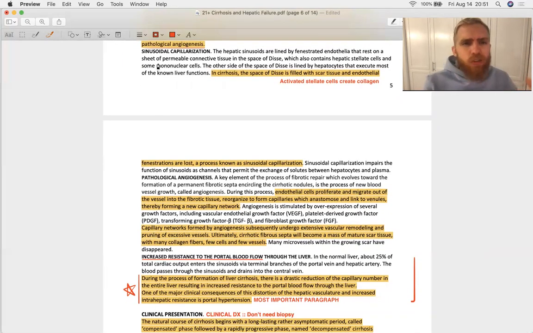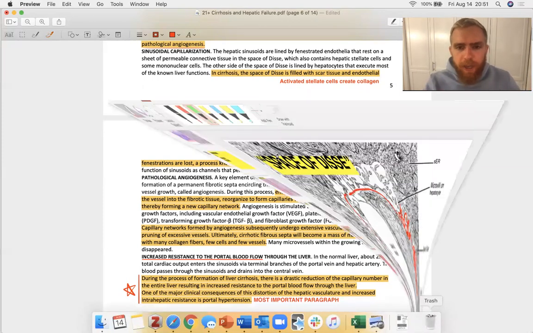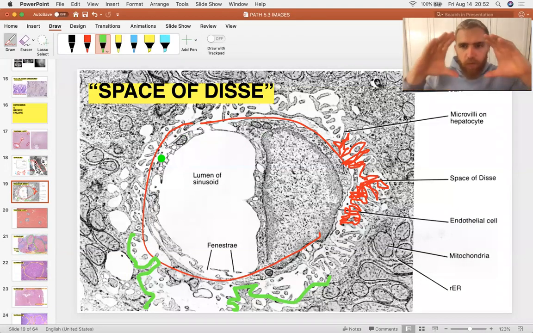Then we talk about sinusoidal capillarization, which is used to describe the process by which the space of Disse is filled with scar tissue by activated stellate cells, and this gradually duct tapes up the holes in your endothelium to make it less leaky. Therefore, blood has a tougher time getting scanned and screened, and it has a tougher time perfusing through the liver. That's sinusoidal capillarization. And again, this is all going down in this tiny, thin potential space around the endothelial cell between it and the hepatocyte.